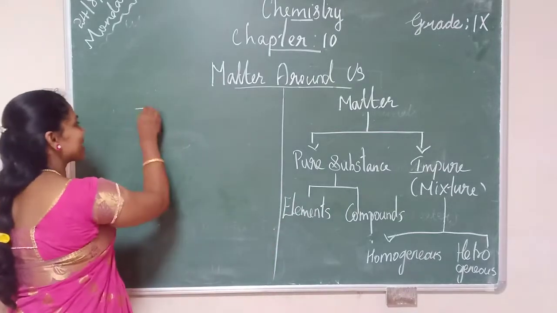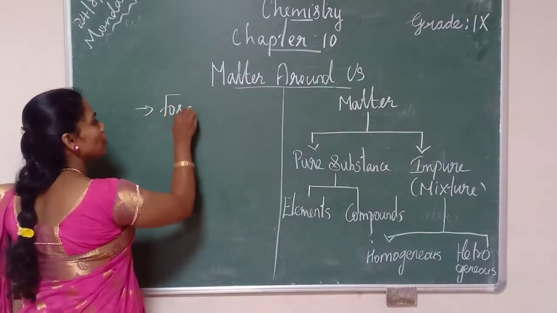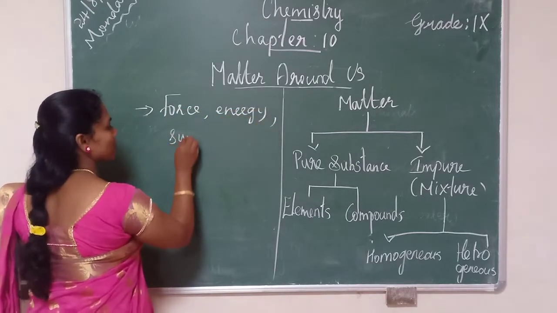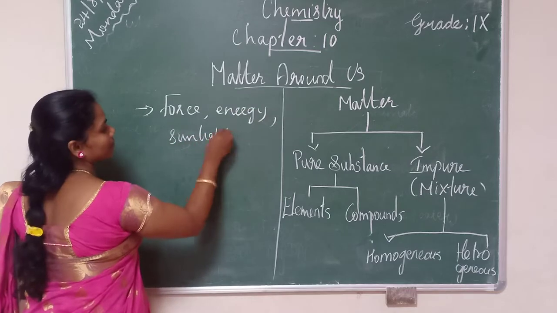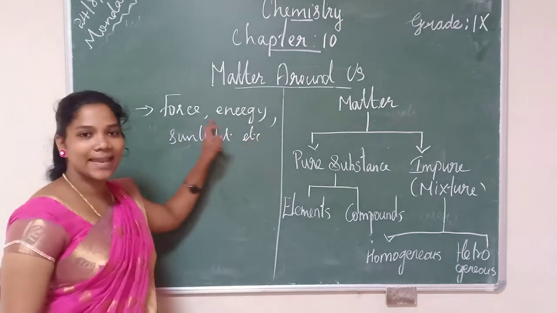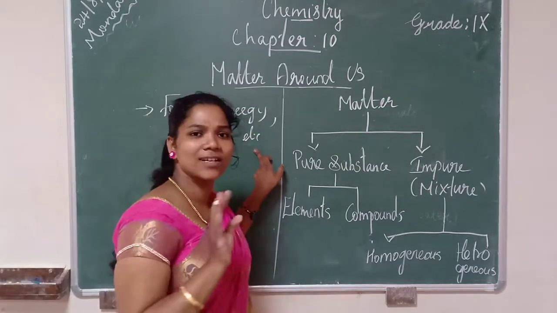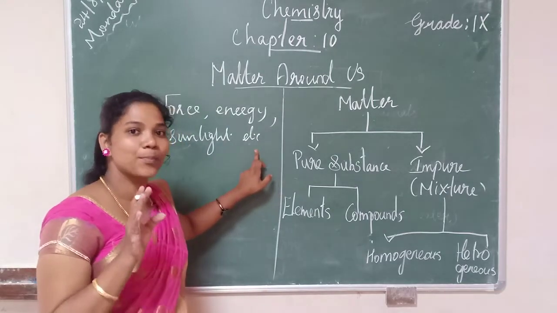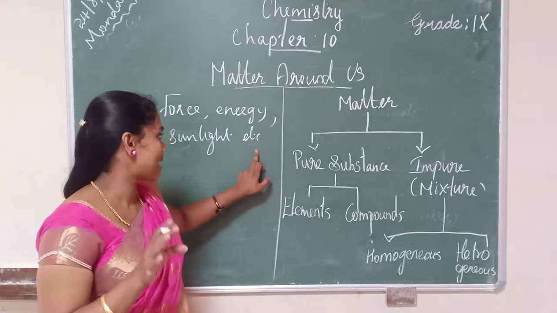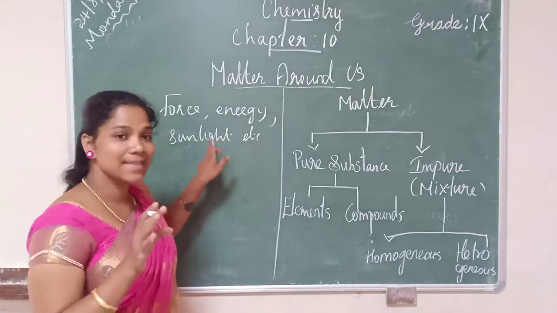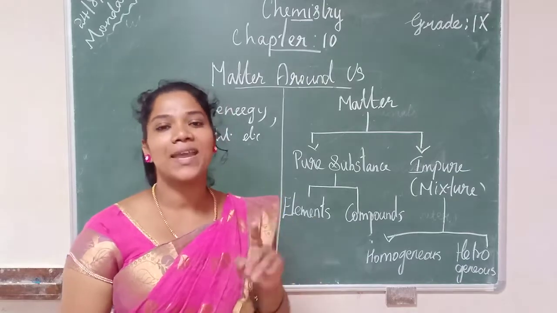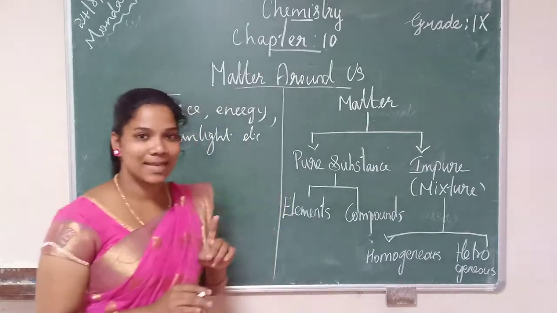See, but there are some exceptional cases. For example, force, energy and sunlight, etc. are not considered as matter. Why are they not considered matter? Matter has to have some properties to be determined as matter, isn't it? See, force, energy and sunlight do not have mass and do not occupy space in the universe. So they are not considered as matter.